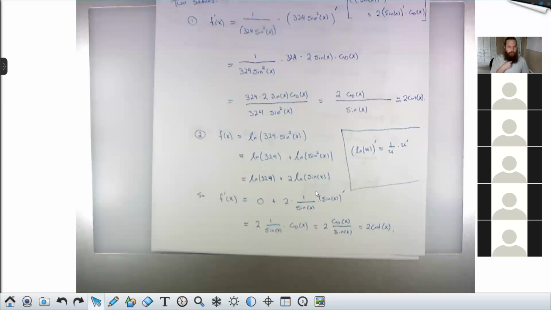Go ahead. Okay, so where it says f prime of x, and you have 0 plus 2 times 1 over sine x, where does times sine x prime come from again? That's coming from the chain rule. Inside of this natural log is sine x. So I've got 1 over the inside times the inside primed. That's my rule for differentiating logarithms. So here, u is sine x. The derivative of the natural log of u will be 1 over u times u primed. That's 1 over sine x times sine x primed.